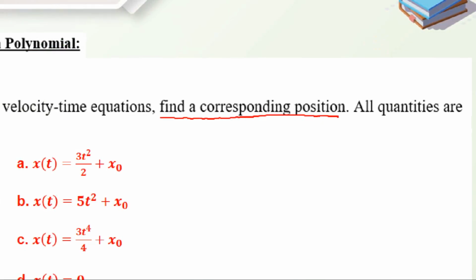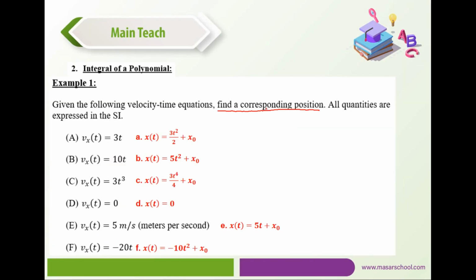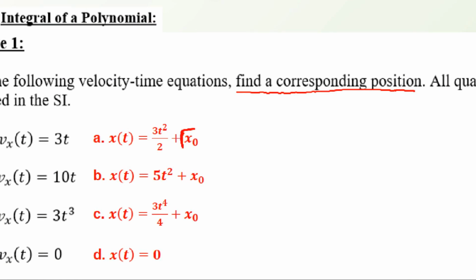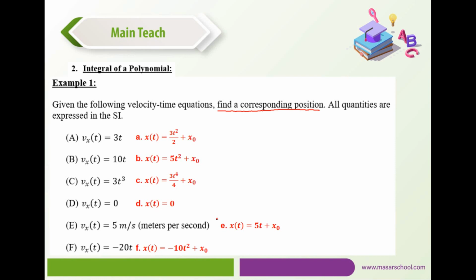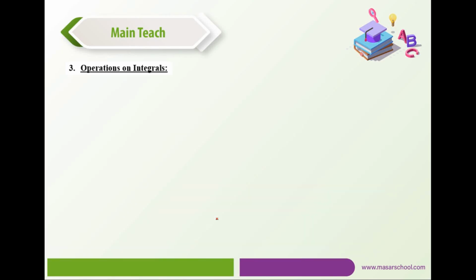And why we've mentioned find a corresponding position, because all of these are not unique solutions unless we define what is meant by the initial position. So x0 remains constant. We know that in this case the constant represents the initial position, but we don't know the definite value of x0. For this reason, this is a solution and not the solution.